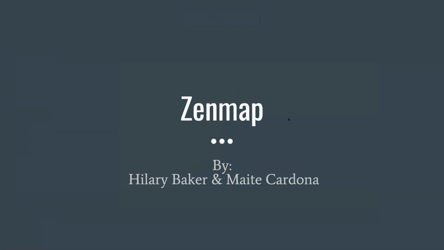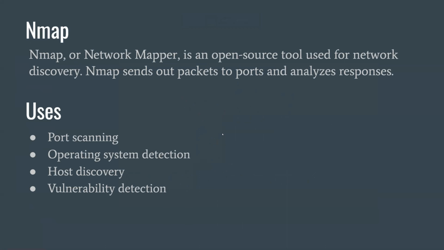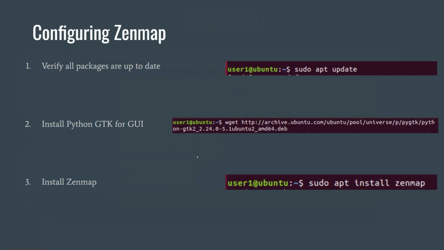Okay, so our presentation is on ZenMap. ZenMap is just the general user interface for the Nmap scanner. I'm pretty sure everyone knows what Nmap is by now. It's just a network mapper. It's an open source tool. You use it for port scanning, operating system detection, host discovery. Now configuring this was not difficult at all. You just verify everything's up to date, and then you install Python GTK for the general user interface, and then you literally just type sudo apt install ZenMap. So really simple to install.